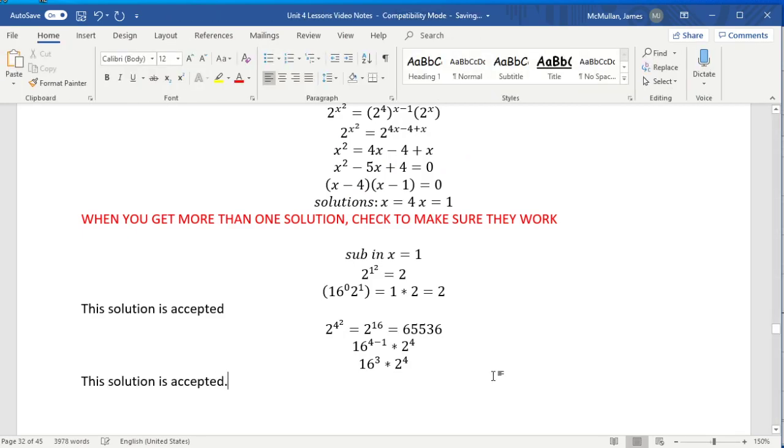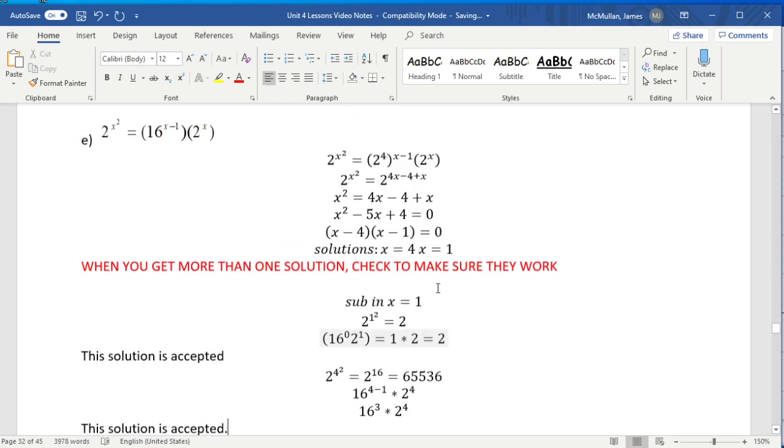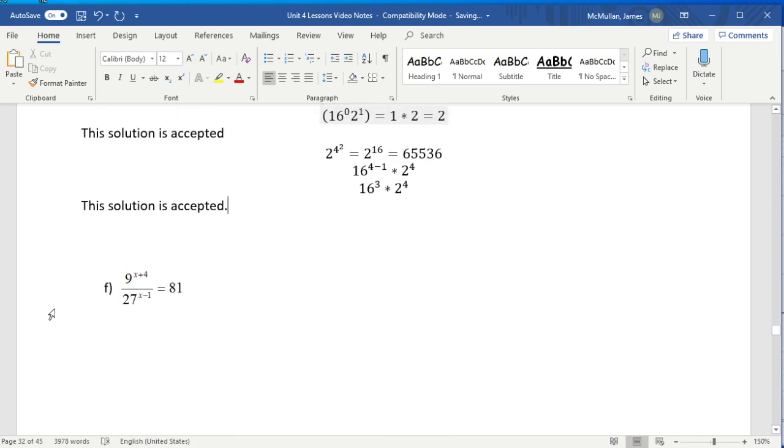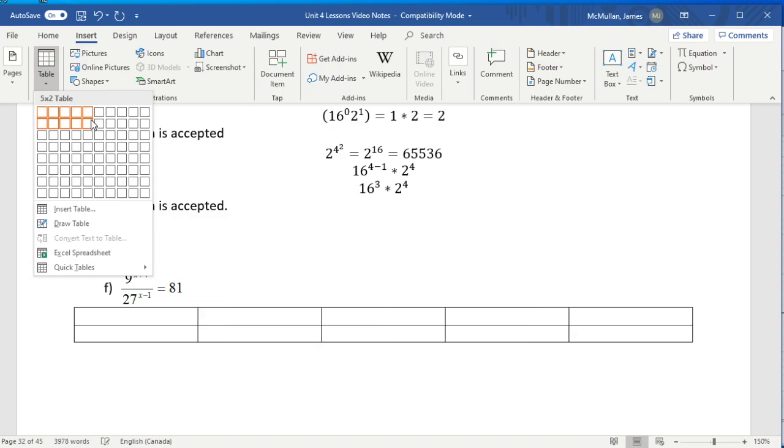So again, both answers work here, but be careful, because sometimes they don't. Again, be in the habit of checking that they work. Okay, let's try F. Again, a 9 and a 27 and an 81. This question introduces a new type of problem.